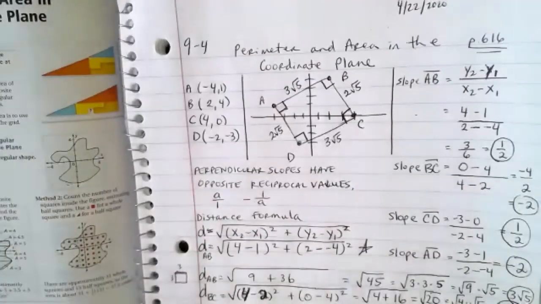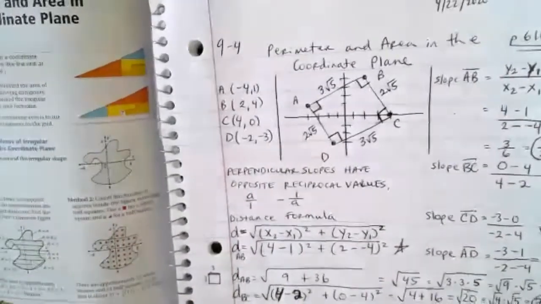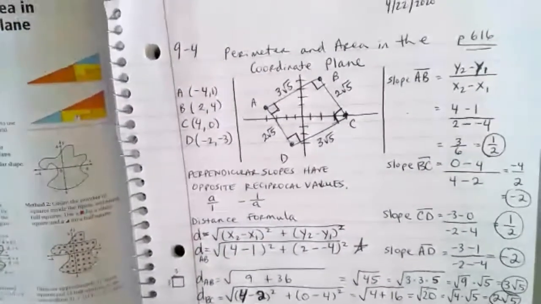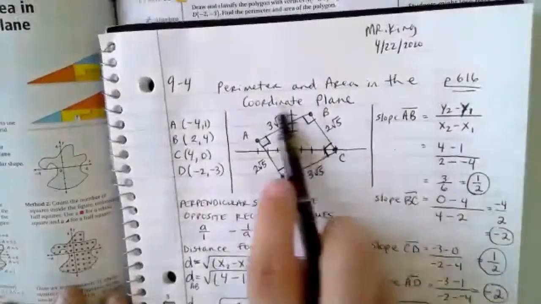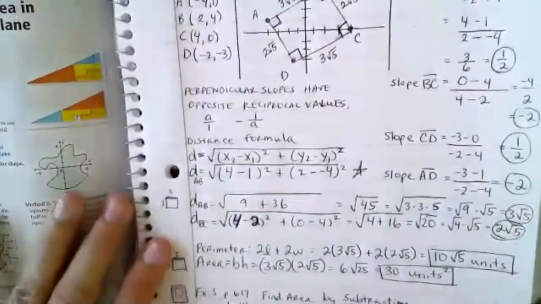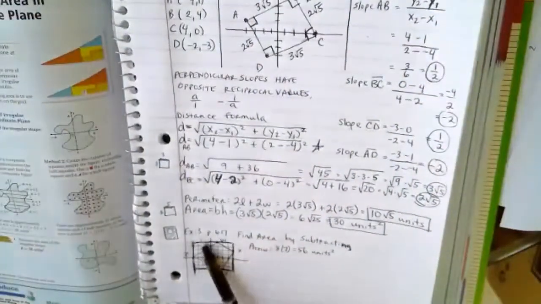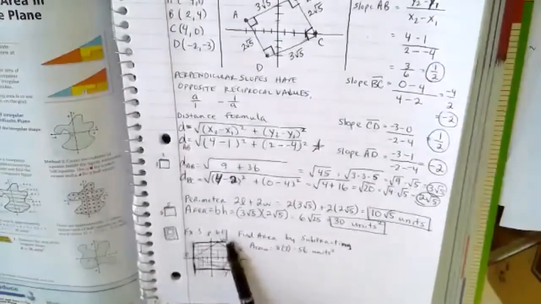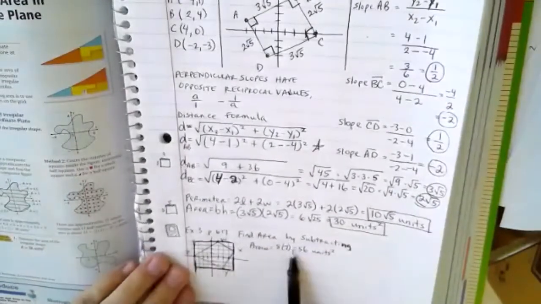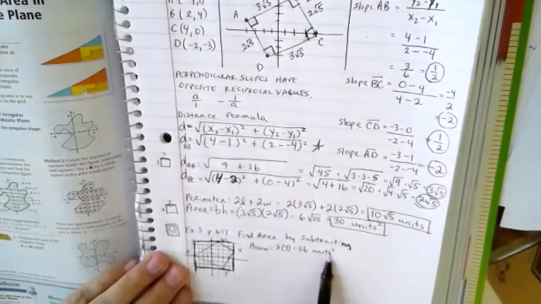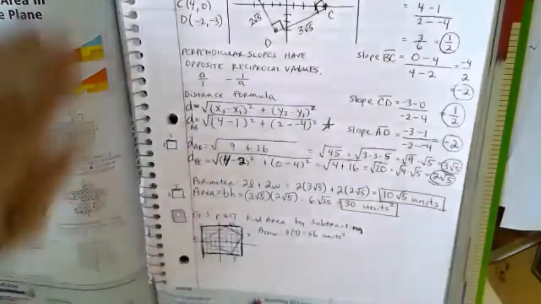All right, so we're on 9-4, perimeter and area in the coordinate plane. Now, we took notes last time and we filled out just about the entire sheet. We had wound up with example 3, page 617, finding the area by subtracting, and we almost got through down here. If you have your notes from last time, we can wrap up this real quick.